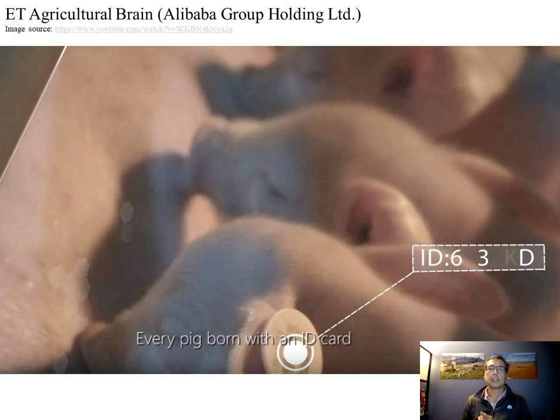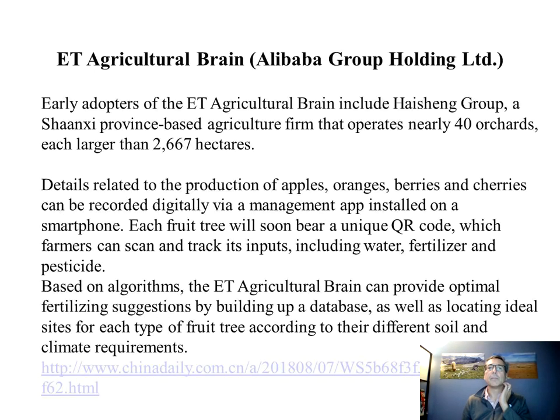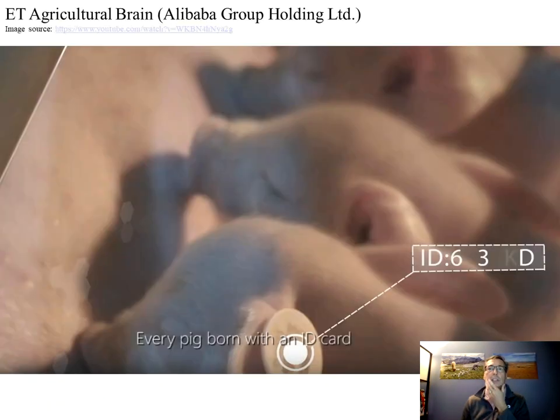Okay, so I want to give you an example of the ET Agricultural Brain by Alibaba. And so they've applied a lot of these technologies in a barn. And so I'm actually going to show you a YouTube video here.